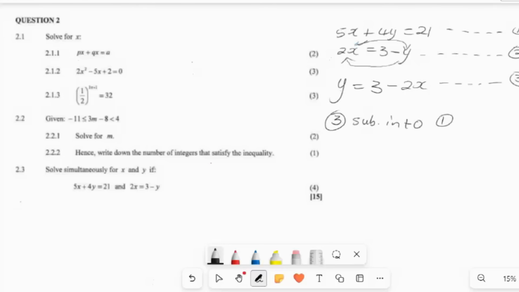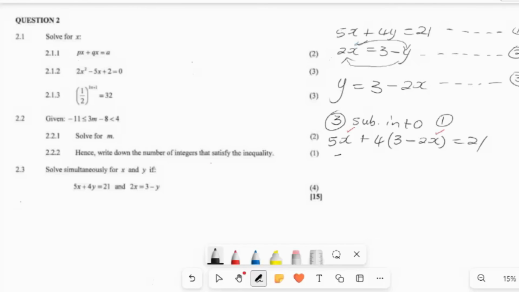So what does this mean? When they say y equals 3 minus 2x, it means from equation 1, wherever we find y, we substitute it by 3 minus 2x. You will see what's going to happen. 5x plus 4 into, instead of y, we say 3 minus 2x equals 21. So now you can see that we don't have mixed variables. We are only dealing with x, which will make it much easier for us to solve these equations simultaneously.